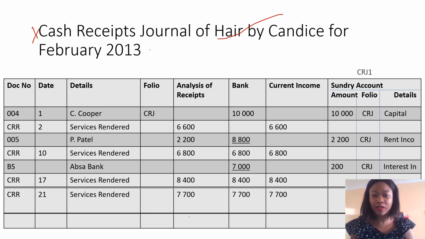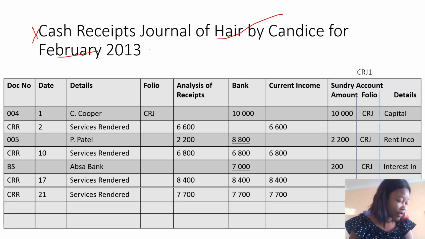You must give the name of the business for when? For February 2030. Those are the introduction, the heading that I need at all times. Okay, let's look at the first transaction.